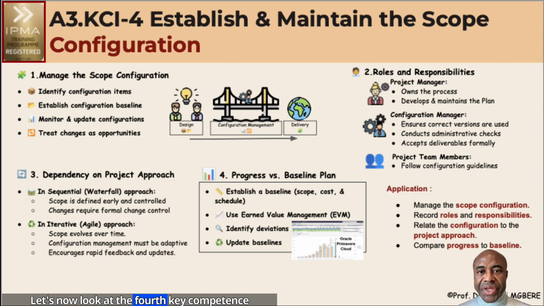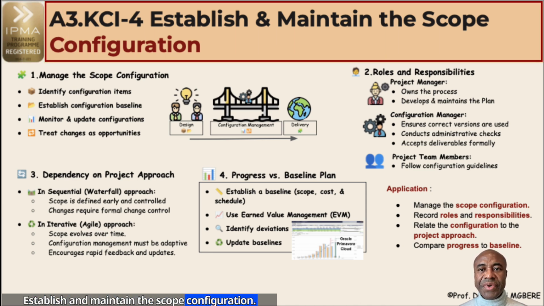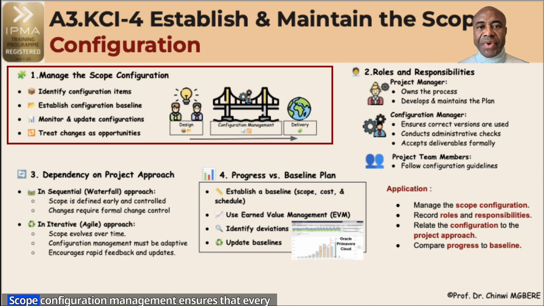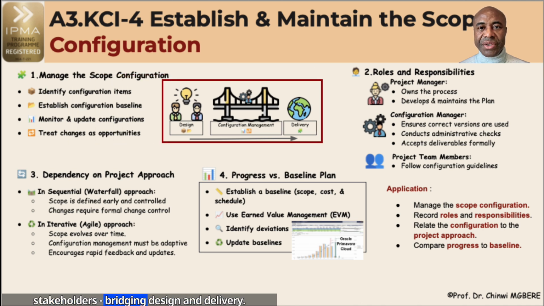Let's now look at the fourth key competence indicator of the scope competence element. Establish and maintain scope configuration. Scope configuration management ensures that every team member is working from the same version of the product, reducing the risk of errors, omissions, and scope creep. It maintains alignment between the actual deliverables and what was originally agreed upon with stakeholders, bridging design and delivery.